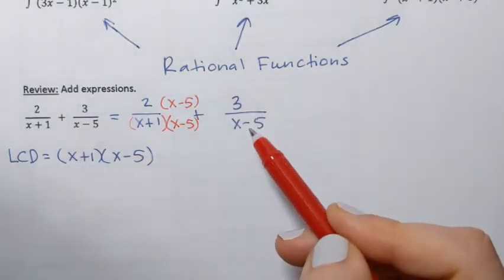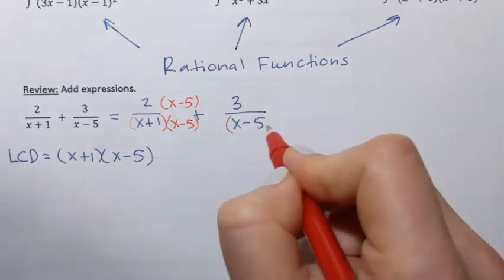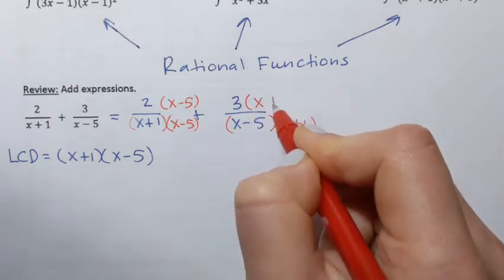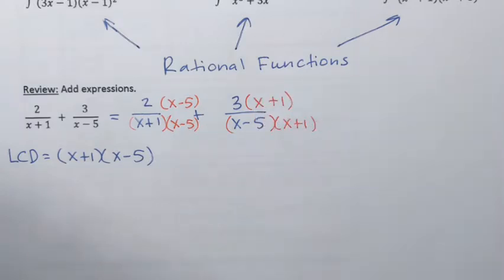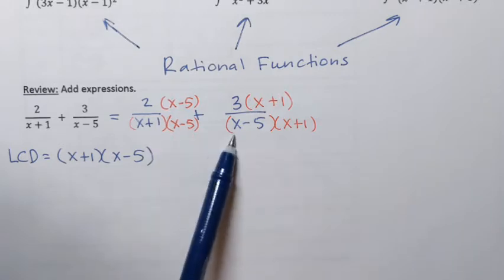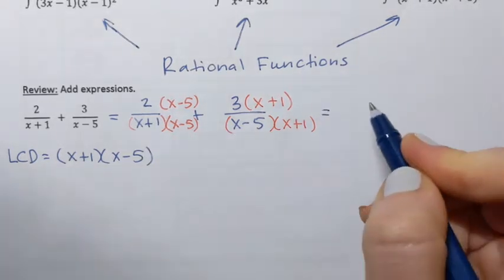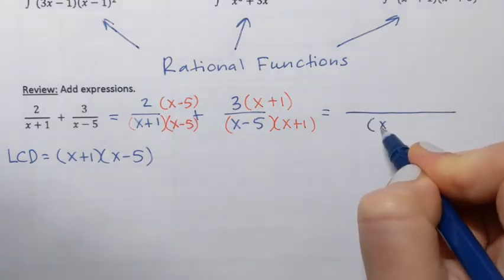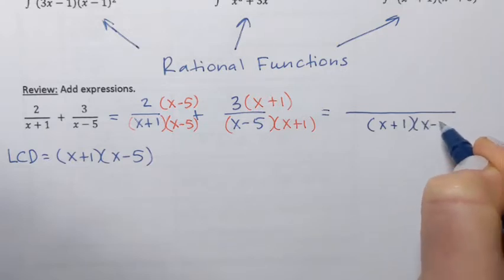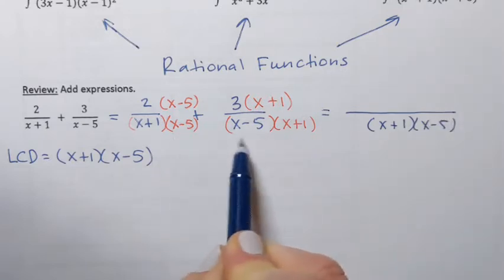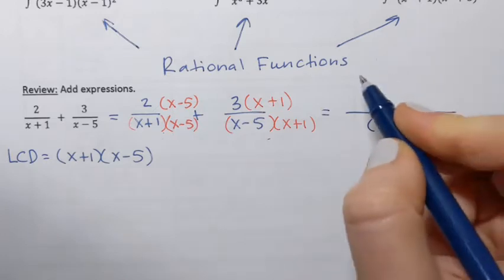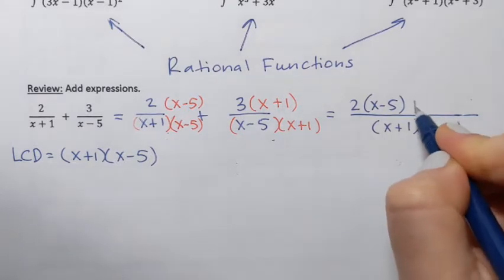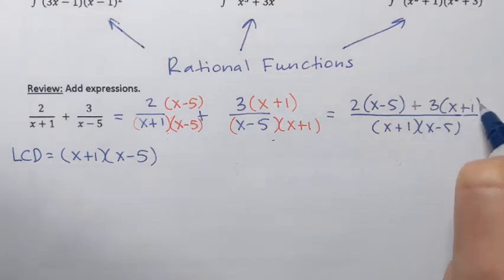Now for the second expression, I have to multiply the denominator by x plus 1. That is the missing factor. And of course, I have to do that same thing in the numerator, right? Now they have the same denominators. It means that I'm ready to combine them, which is just writing them together in one fraction. So the denominator is x plus 1 times x minus 5. I can choose any order I want, but they are essentially the same. And the numerator is 2 times x minus 5 plus 3 times x plus 1.